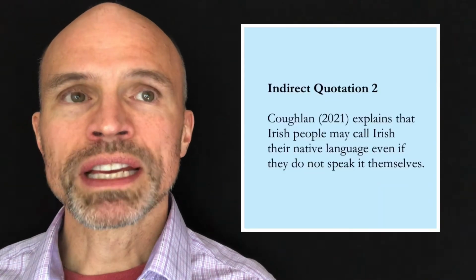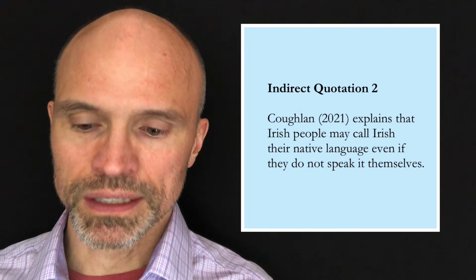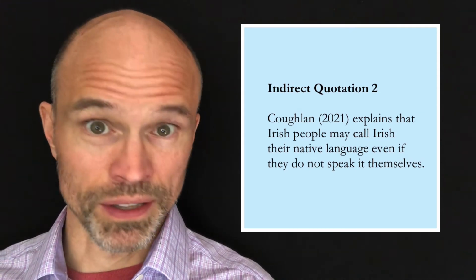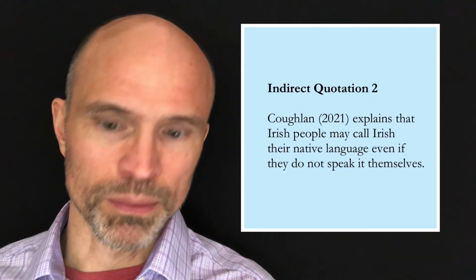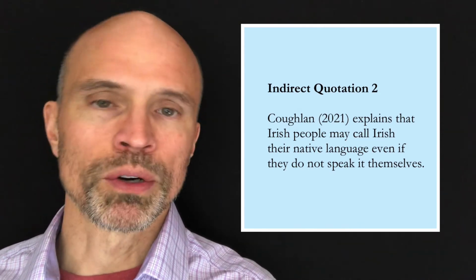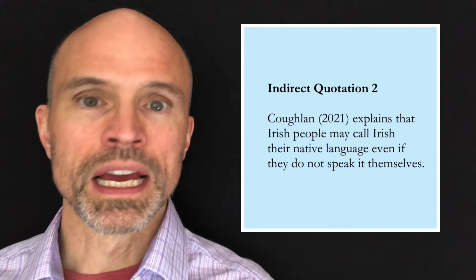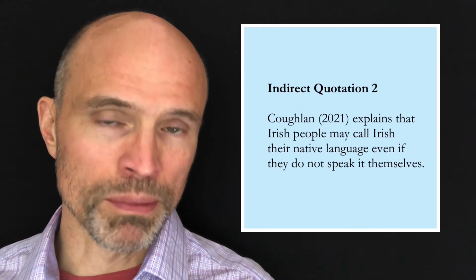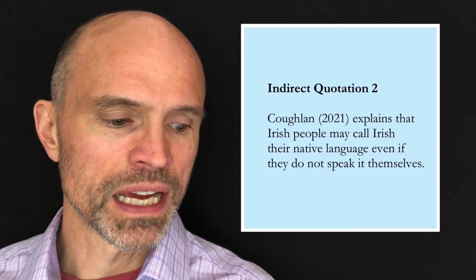So using the author's name as part of the grammar of your sentence, followed by the citation, the year in brackets, followed by an accurate reporting verb, followed by your own paraphrase of the original information, is probably, for the most part, the most mature form of using a citation in your writing.